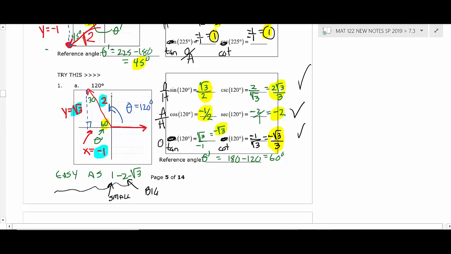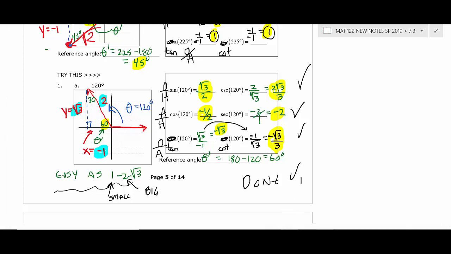Tangent is opposite over adjacent, so that would be opposite, root 3, over adjacent, negative 1. Root 3 over negative 1 reduces to negative root 3. Then I did the reciprocal of root 3 over negative 1, and I had to rationalize the denominator. So that's it. That will take care of the first part, and hopefully that's a pretty detailed video that will help you understand the concepts. All right, good luck.